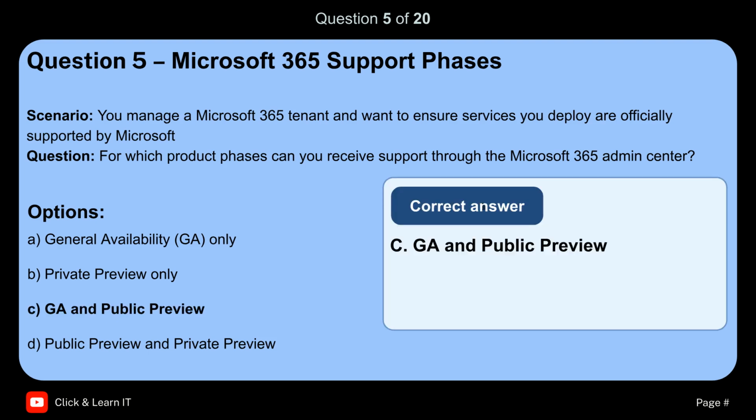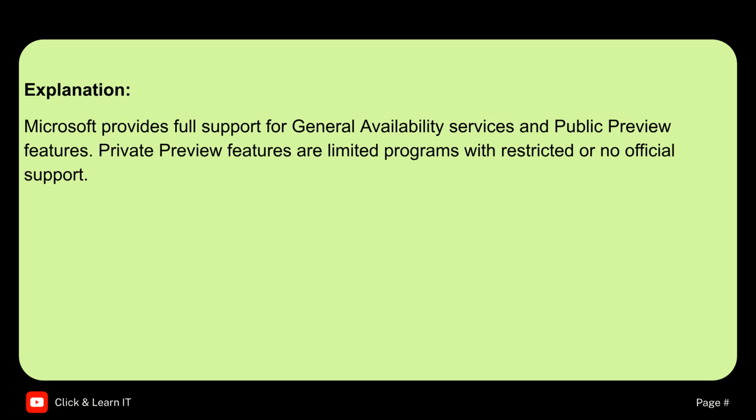The correct answer is C, GA and Public Preview. Microsoft provides support for services in General Availability and Public Preview, but not typically for Private Preview features. Microsoft provides full support for General Availability services and Public Preview features. Private Preview features are limited programs with restricted or no official support.